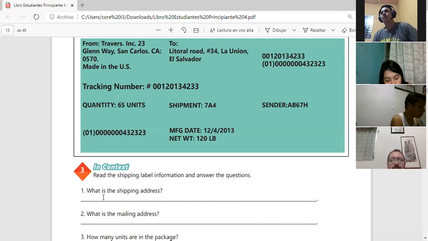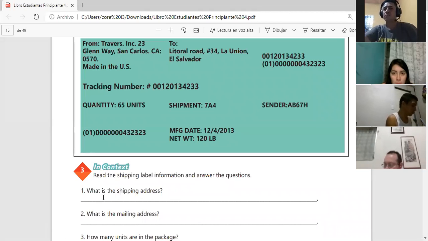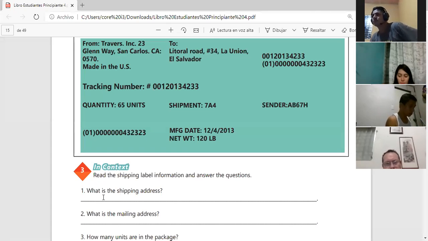Perfect. So, the shipping address es el lugar donde van a recibir el envío. Shipping address. Dirección de envío. El mailing address es a donde les va a llegar a ustedes el recibo o la factura. Porque muchas veces ustedes quieren que el producto les llegue a su casa, pero que la factura les llegue a la empresa, o viceversa, que la factura les llegue a la casa y el producto a la empresa.